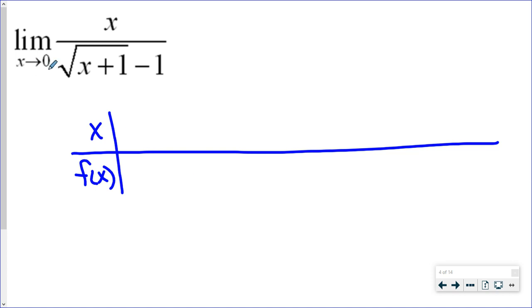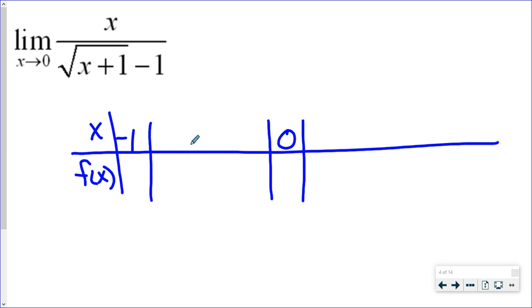Now it says as x approaches 0, and if you remember from that definition we just wrote down, it said from both sides. So we're going to have to approach 0 from both sides. Basically that means we need to put 0 here in the middle. First we'll talk about approaching 0 from the left. Think about a number line. What number is just to the left of 0? -1. So let's start with -1 over here.